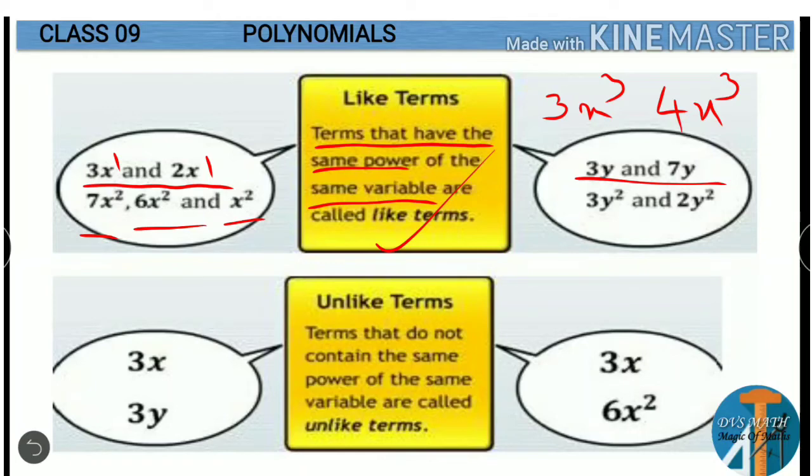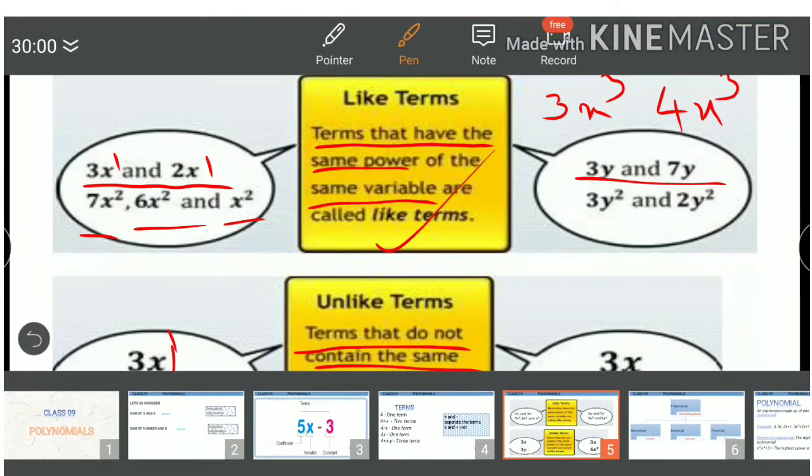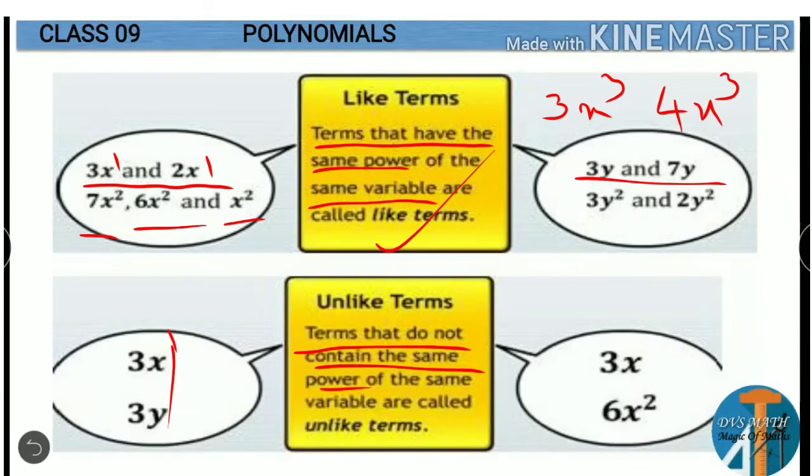Clear? But if you consider unlike terms, these are terms that do not contain the same power of the same variable. Sometimes they don't have the same power, and sometimes not the same variable. If you observe these two, here the power is 1, x to the power of 1 and y to the power of 1, but the variable is x and y. They are different, so we are not calling it a like term, we are calling it unlike terms.